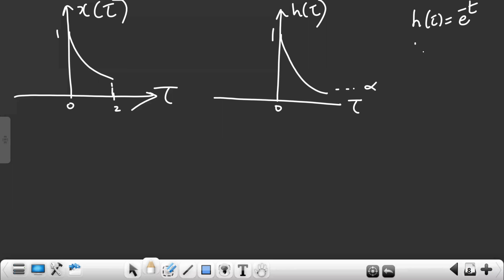So what is h of minus tau? It should be e raised to minus of minus tau. So what should h of t minus tau be? It is e raised to minus of minus tau plus t, isn't it? So wherever you find tau, you will be replacing it with minus tau plus t, giving e raised to minus of minus tau plus t.